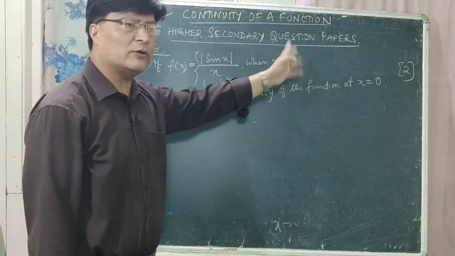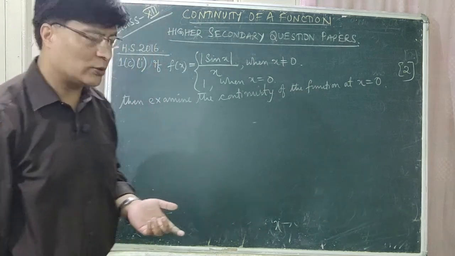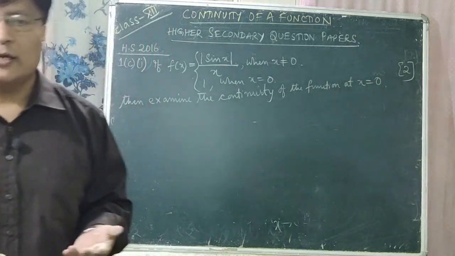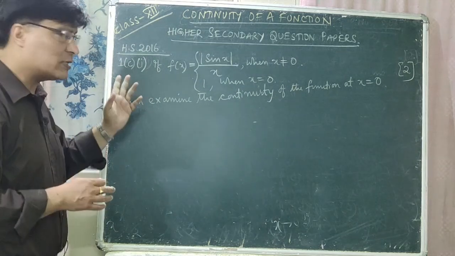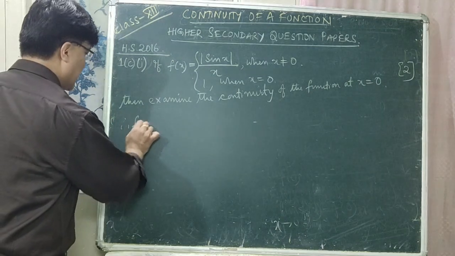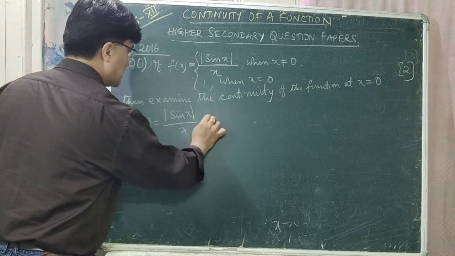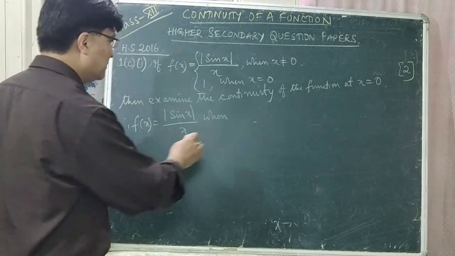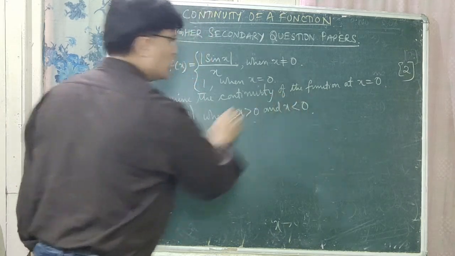So you know that x not equal to 0 means either x is greater than 0 or x is less than 0 in this case. Okay. So you have to examine the continuity of the function at x is equal to 0. Whether the function is continuous or discontinuous at x is equal to 0, you have to check it. But you have to simplify this modulus function, right? So therefore f of x is equal to mod sin x divided by x when x not equal to 0. You know that it is either x greater than 0 or x less than 0.